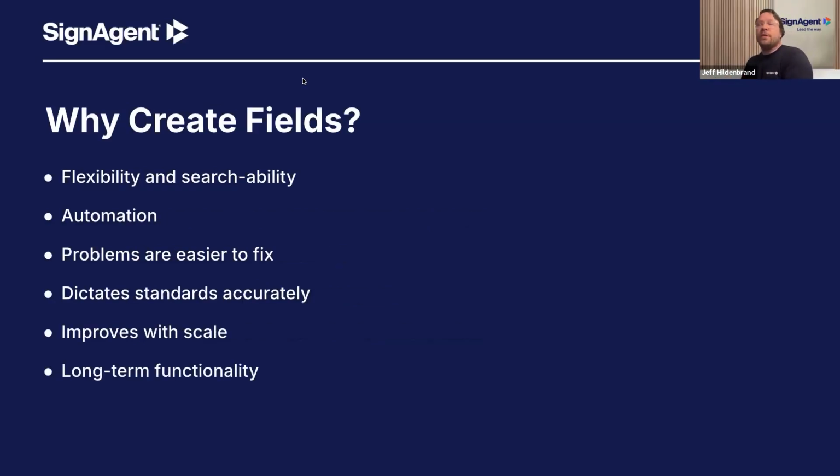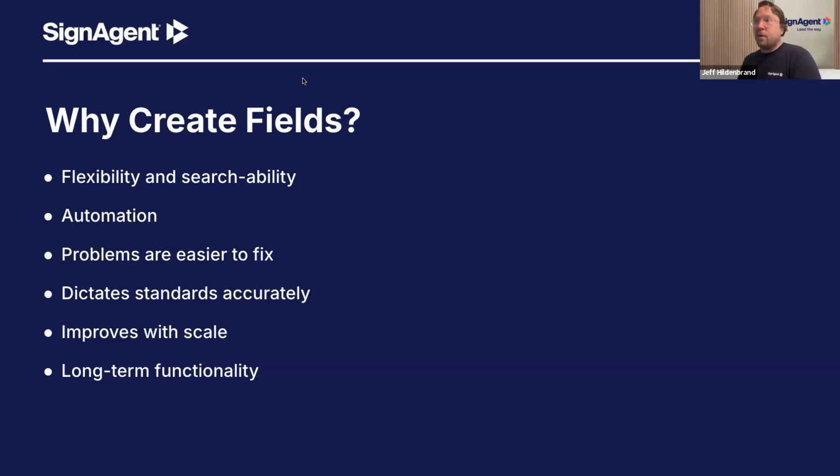So why do we create fields to begin with? Again, it all comes back to flexibility and searchability. We want to make sure that what you're doing in SignAgent is not redoing your sign types over and over again to create an infinite number of sign types. And we also want the information that you've put into your signs to be searchable, instead of searching large blocks of text. We're looking for something specific.